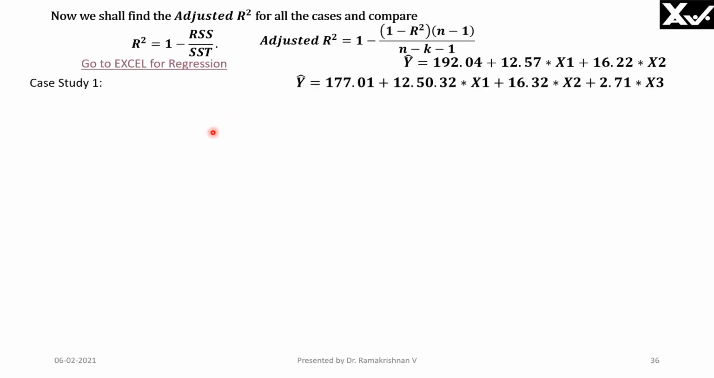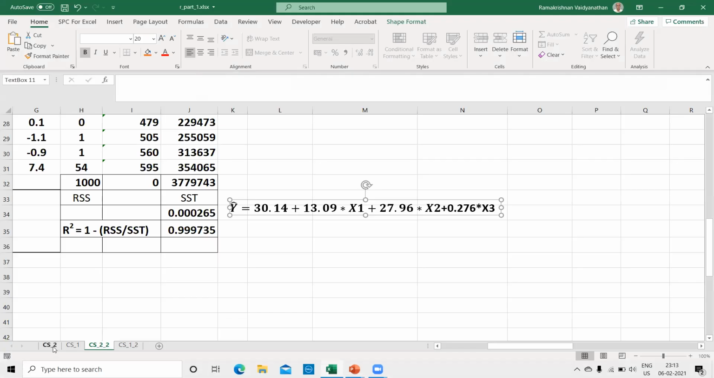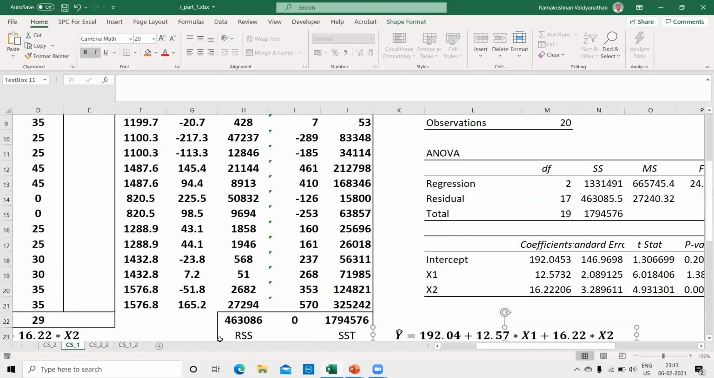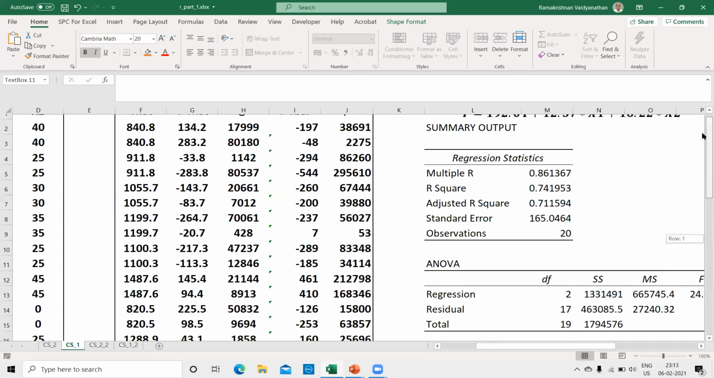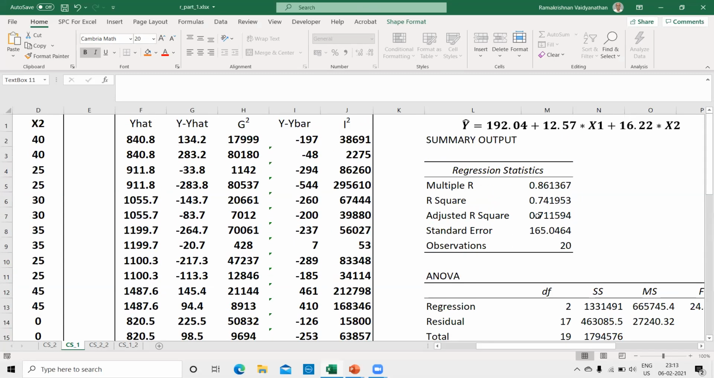Case study 1. What we will do is we'll go to the Excel, and then we will go to the slide here. Now, see here, case study 1, this is what we have got. So R squared and this thing. And adjusted R squared, you can see it here. Adjusted R squared is 0.711594.